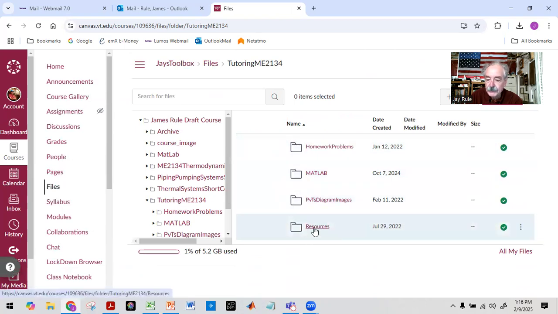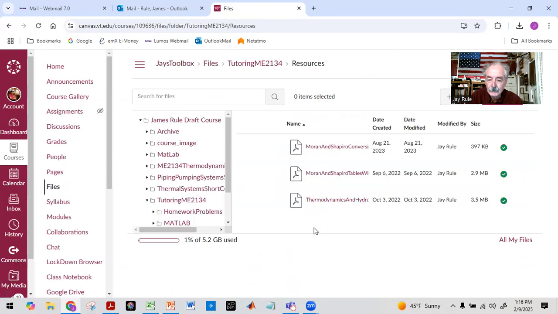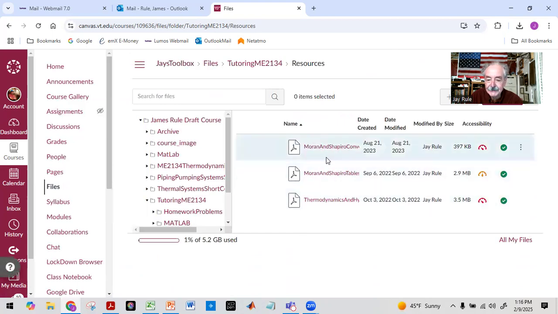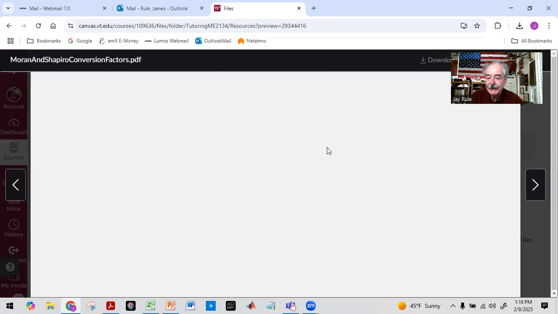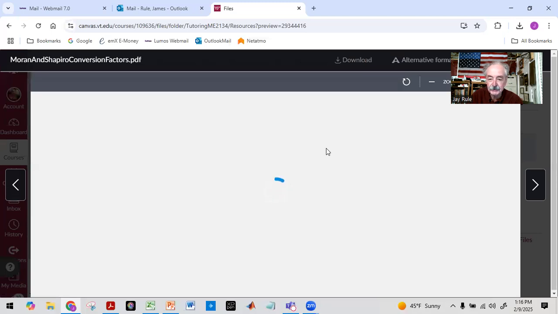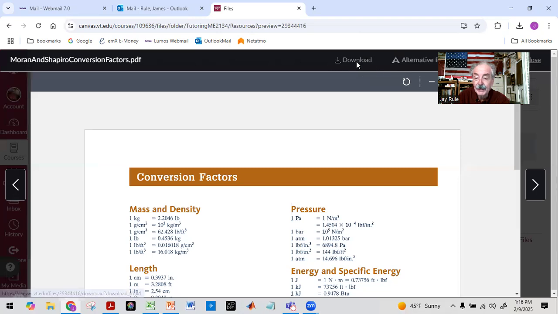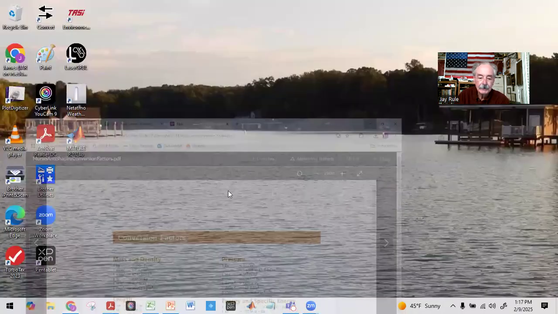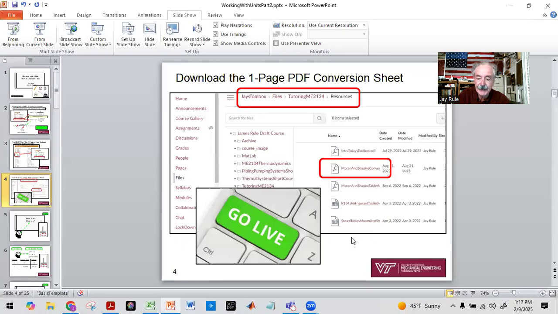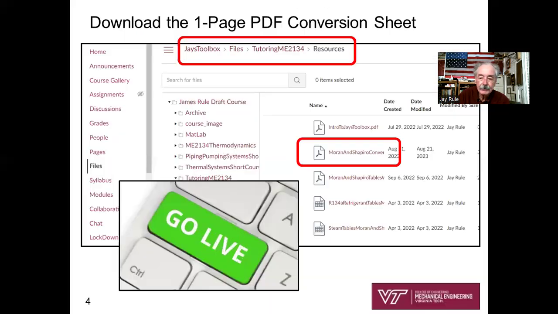If you click on the Resources folder, you'll be able to get this one page simply by clicking on the conversion factors file. There's that one page, and you can simply download that to your own PC and print it out on paper. That's what I want to encourage you to do. Be sure to get a copy of that one-page conversion factors file.